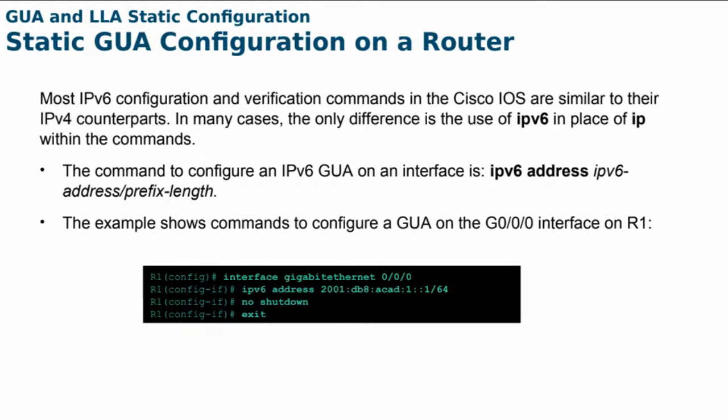Static GUA configuration on a router. Most of the commands are the same format. You only need to put maybe 6 sometimes. So if I want to give an interface an IP address, first I will call the interface, same command, interface, and I put the interface name, and then I will type, instead of IP, I will type IPv6 address, so and so. Okay, and no shutdown and exit. All right.